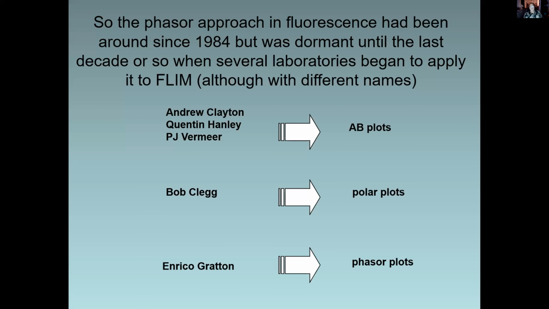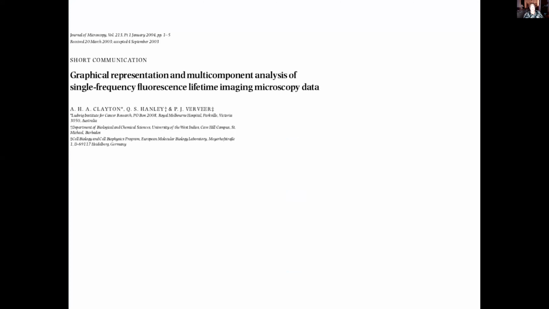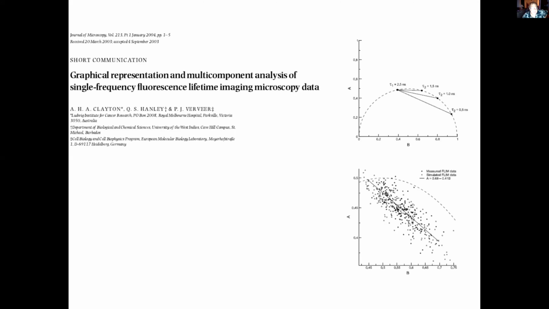Now, the phasor approach in fluorescence had been around since '84, but was dormant for a while until several labs began to apply it to FLIM in the new millennium. These are Andrew Clayton, Quentin Hanley, Peter Vermeer, Bob Clegg, and finally Enrico, as we'll see. And this paper by Clayton, Hanley, and Vermeer came out in 2004.